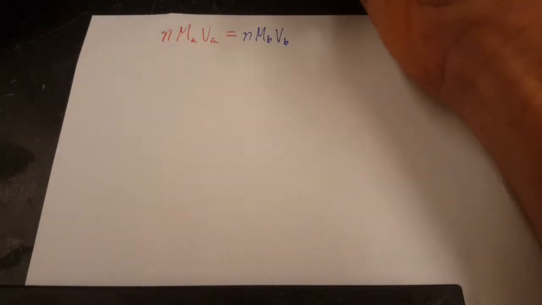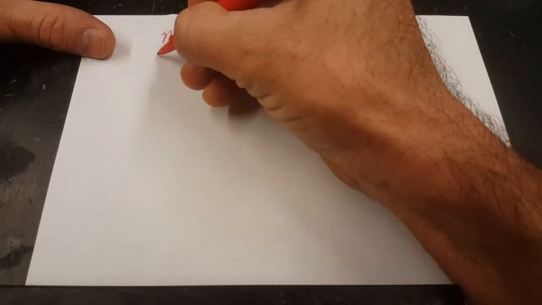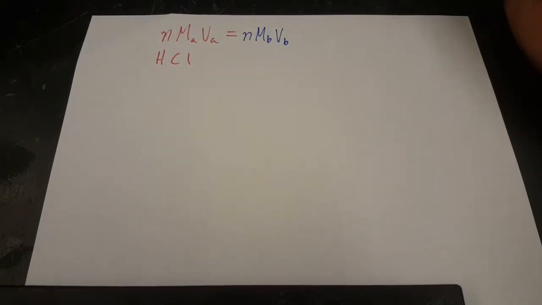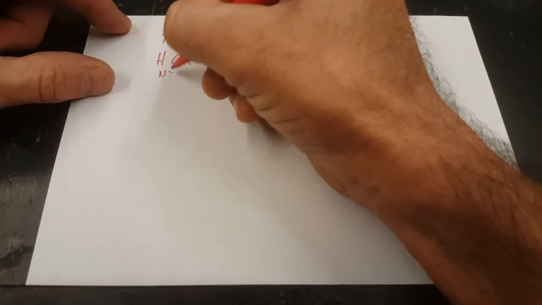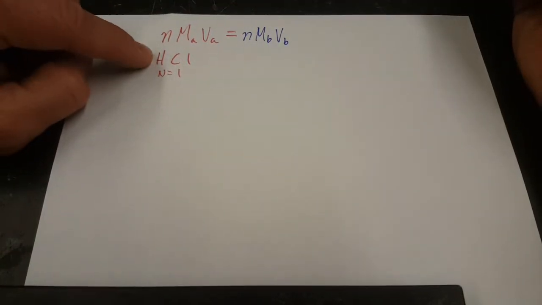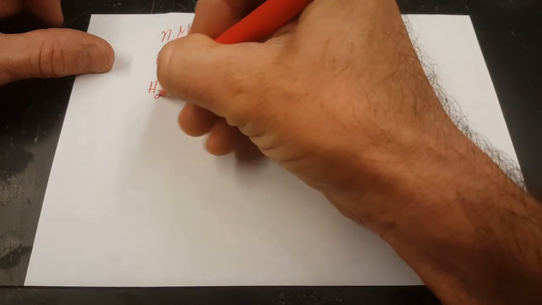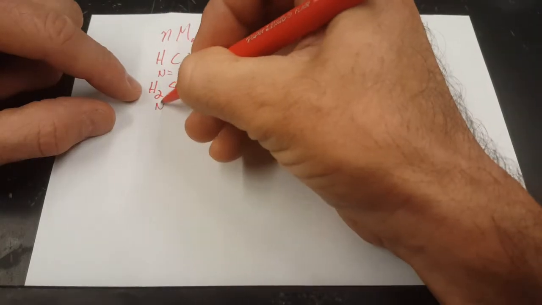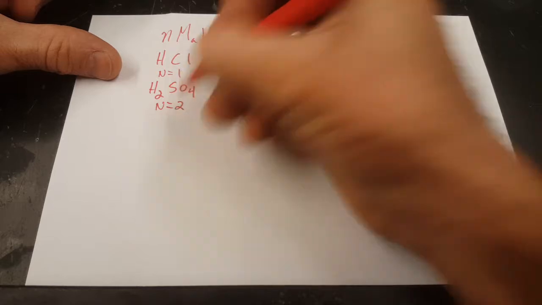And that N means for acids the number of hydrogens. So if it's hydrochloric acid, which you'll see in the lab today, there's only one H, so N equals 1. There's only one hydrogen in solution for each HCl particle. Another acid we'll be using in the lab today is H2SO4, which is sulfuric acid. And the N for H2SO4 is 2.